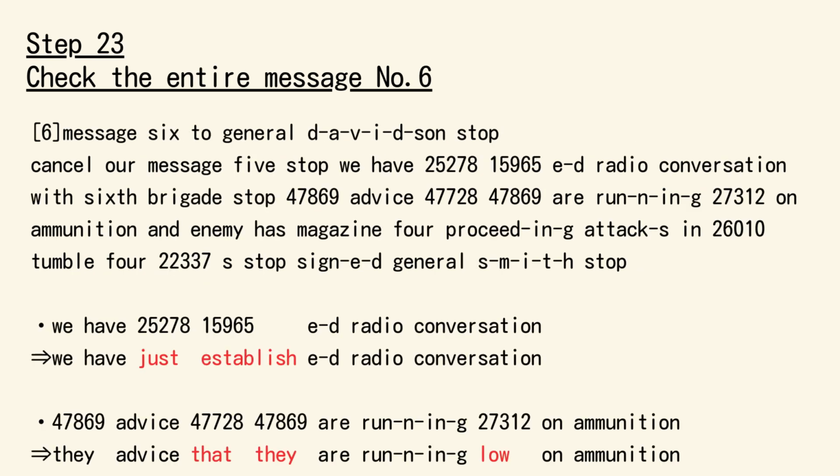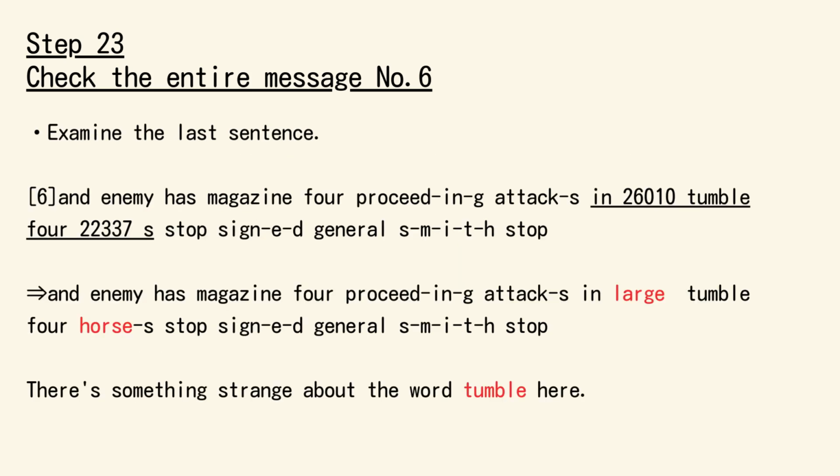Step 23. Check the entire message number 6. "We have just established radio conversation. They advise that they are running low on ammunition." Examine the last sentence. "An enemy has magazine for preceding attacks in large tumble for horses, stop, signed General Smith, stop." There's something strange about the word tumble here.